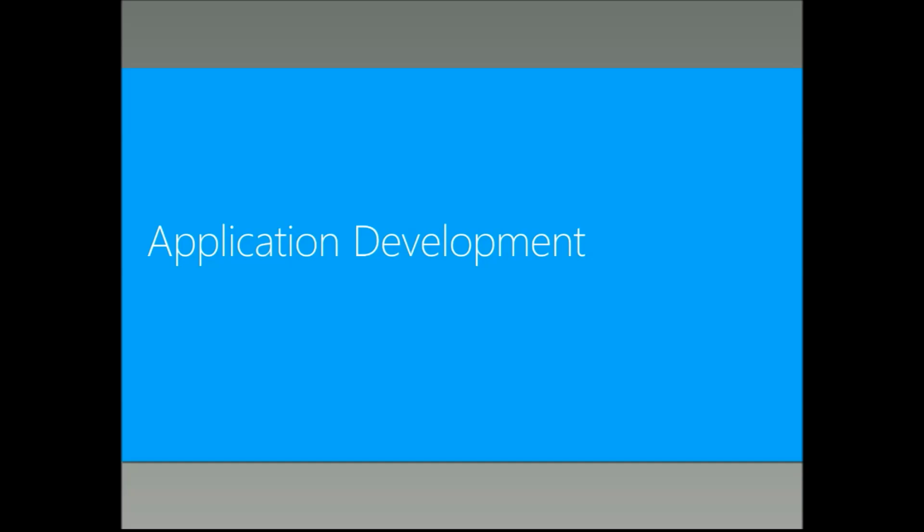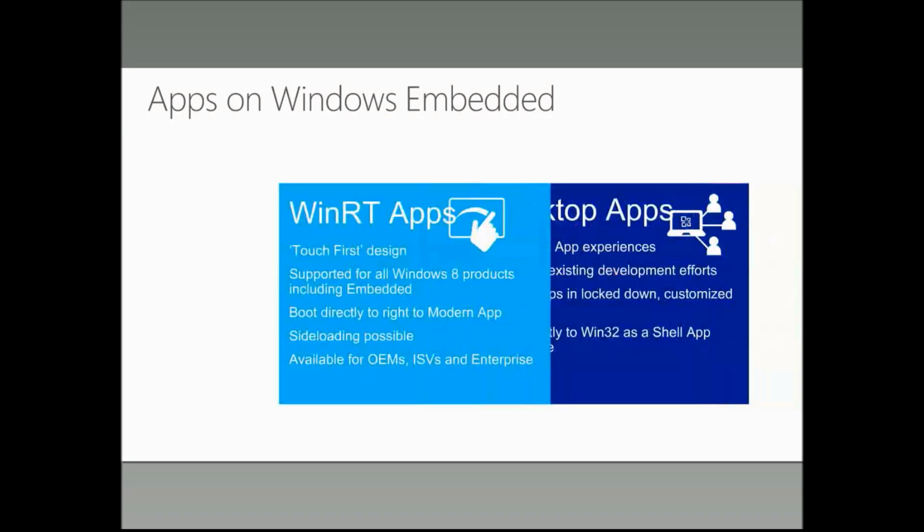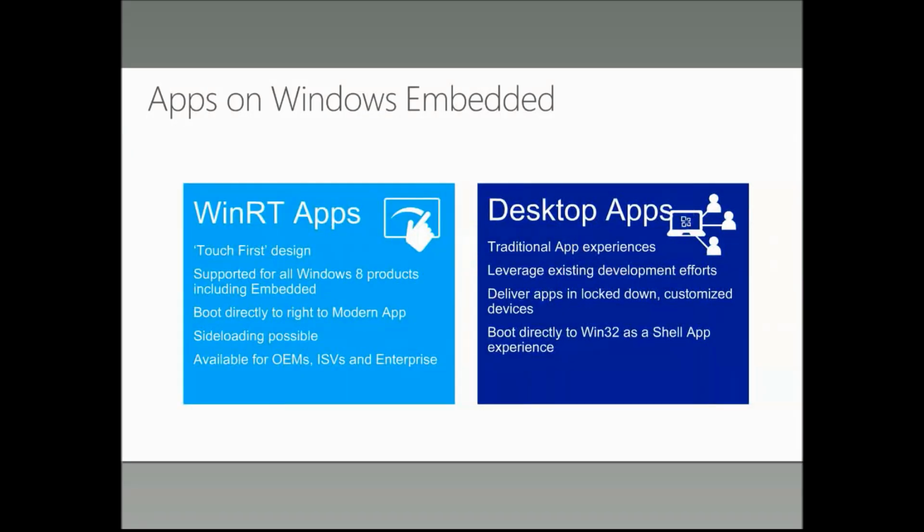But before that, there's a couple of additional topics that I want to spend a few minutes on. The first one is application development. So we changed our application model on Windows Embedded 8.1. Well, actually, if you go to the next slide, you'll see that it's not really true. We haven't changed it. We have added another set of APIs to build touch-first applications on Windows.